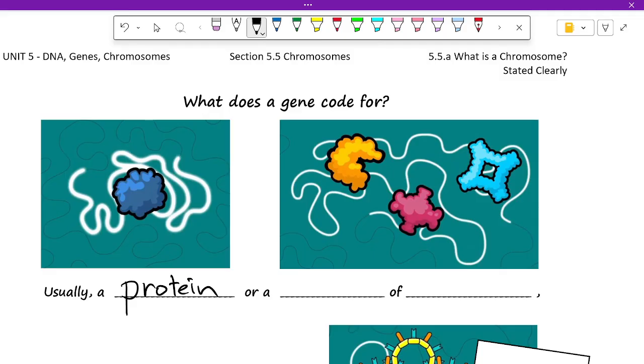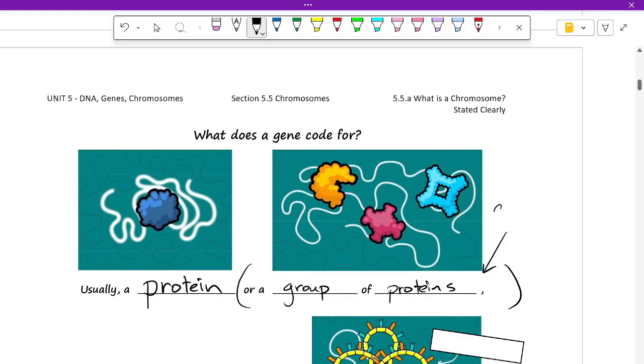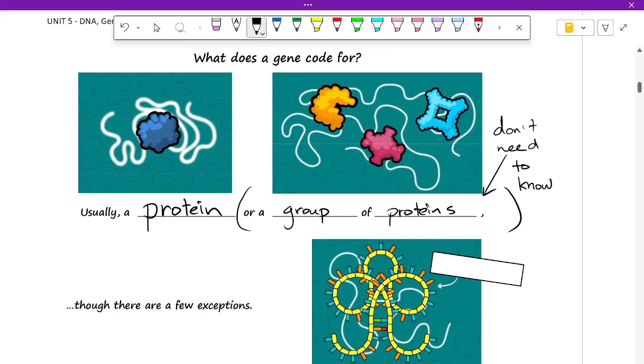You don't need to know this part, so I'm going to put it in brackets, or a group of proteins. This one you don't need to know. And you also don't need to know this one, but in case you're interested, that's called a ribozyme. I'm sorry, why did I put a Y in there? That should be an I.